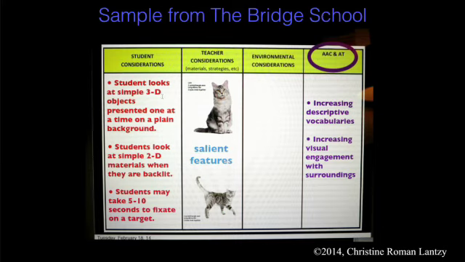They have a column that includes environmental considerations and a column that describes what alternative augmentative communication or technology will be used to help the child access this from a language point of view. So they talk about increasing descriptive vocabularies, increasing visual engagement with surroundings. So that's another version of how they tackled this CVI schedule.